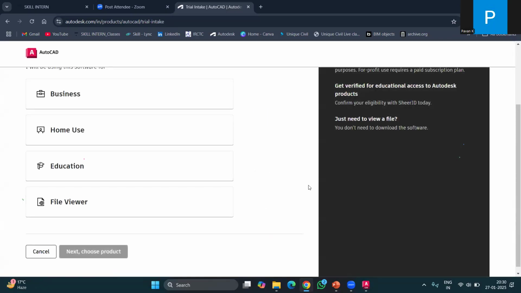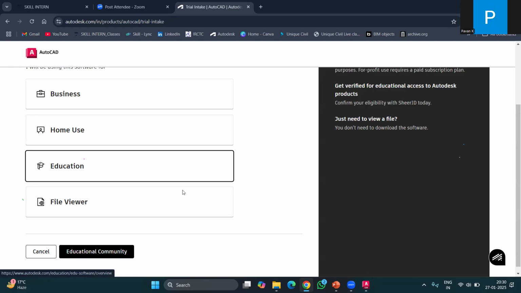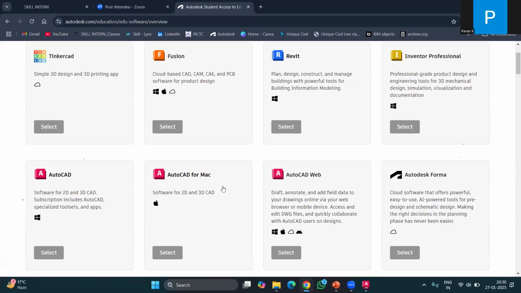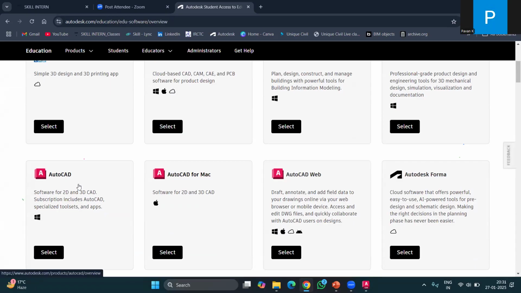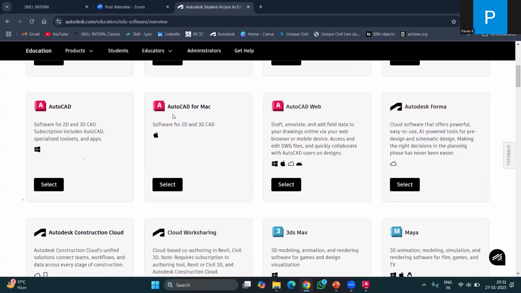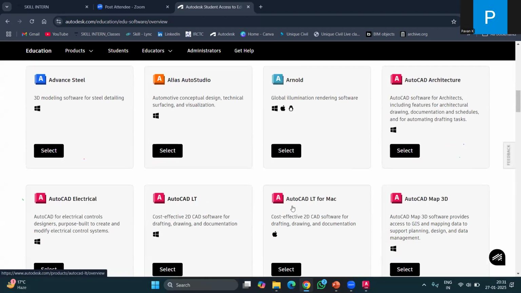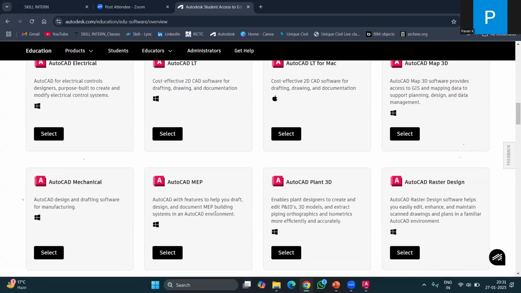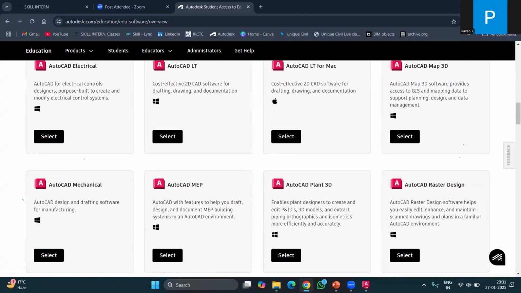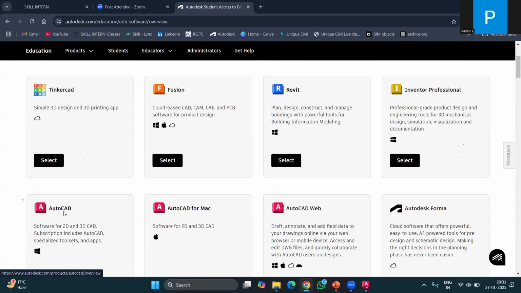It will direct you to this page, and here you have to use your student ID. It will ask for it, so upload your ID and proceed. I have already uploaded, so that's why it is not asking me. When it is verified, you will be redirected to this page, and just see, there is AutoCAD for Mac, Web, Architecture, Electrical, LT, Map 3D. But you don't have to install the others, so don't get confused. You have to install just this one, AutoCAD only.